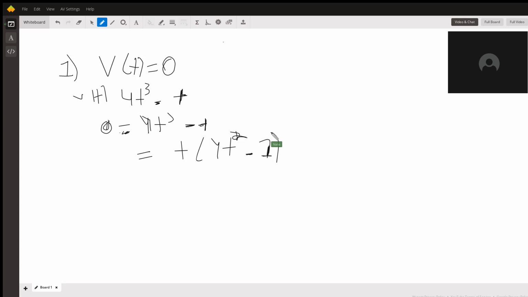Now, one of the values that make v of t equal to 0 is 0 itself, because 0 times anything is 0. So t equal to 0 is one solution. But another solution is in what's here. If we set that equal to 0, we can find the t value that would make this 0, thereby making the whole expression 0.